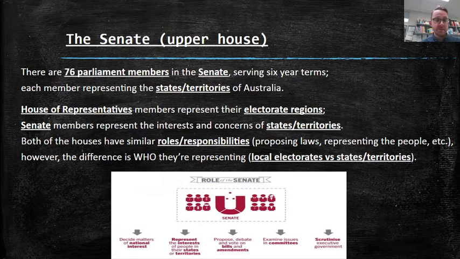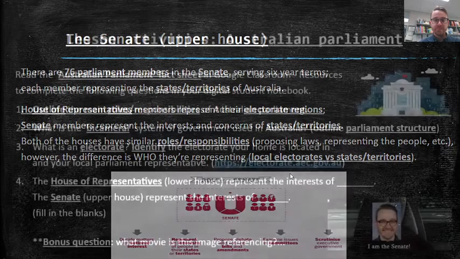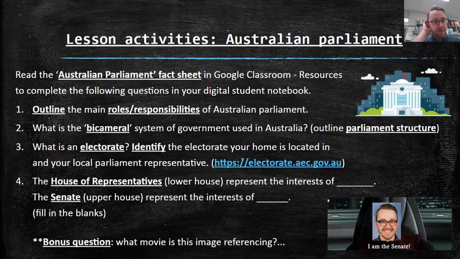Both of the houses have similar roles and responsibilities. They're both basically doing the same thing. However, the difference is who they are representing. So the Senate represent the states, so they deal with kind of bigger issues than the local politicians. So that's a bit of information about your beloved Australian Parliament.